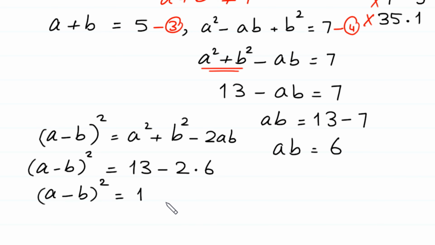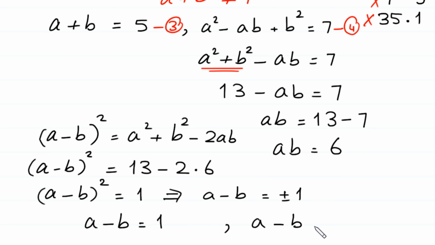and if we take a square root of both sides, then this implies a minus b is equal to plus minus 1. It means a minus b is equal to 1 and a minus b is equal to negative 1. We name this equation equation 5 and this equation equation 6.